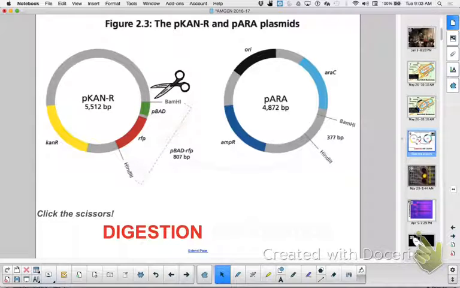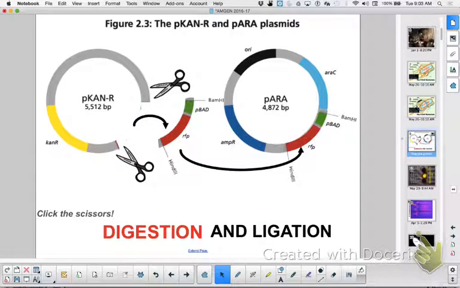And what we want to do is make some cuts right here around PBAD and RFP. So if we have a circle like this and we make one cut, that would still be just one fragment, right? But if we make two cuts, we'll have what? Two fragments, right? And we'll do the same thing over here at pARA, BamHI and HindIII, cut. And then if we mix this, how many fragments will we have total? Four, right? Two from each. And what we're hoping to do is to cut this out and sneak it in right over here.